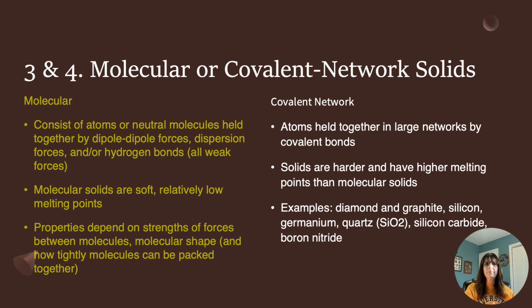The properties really depend on the strengths of the forces between the molecules, their molecular shape, and how tightly the molecules can be packed together. Covalent network, on the other hand, these atoms are held together by a large network of covalent bonds. So you don't just have small amounts of covalent bonds, you have lots of covalent bonds just kind of holding everything together.